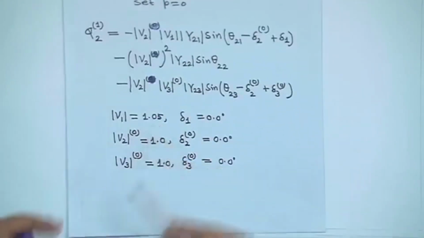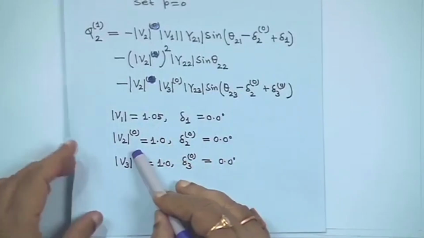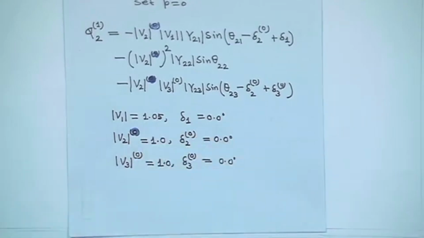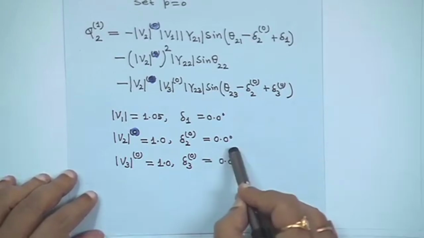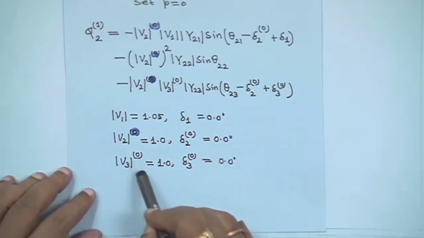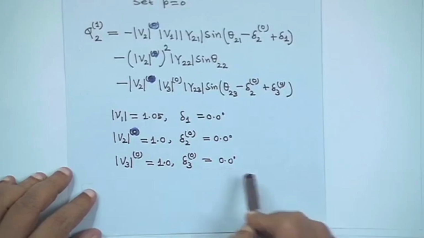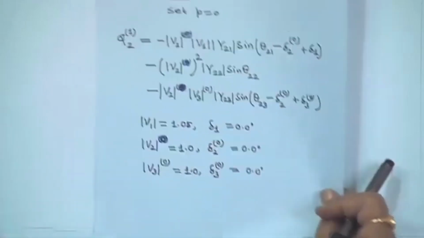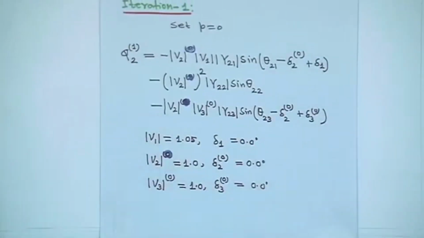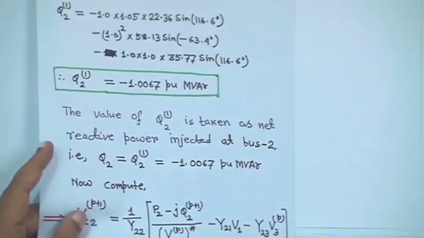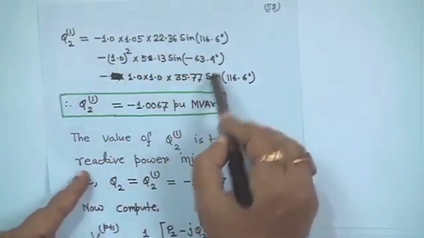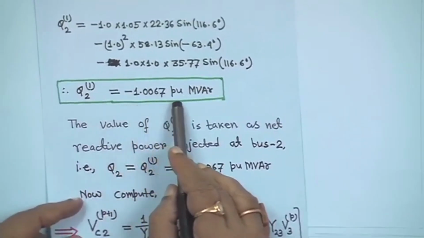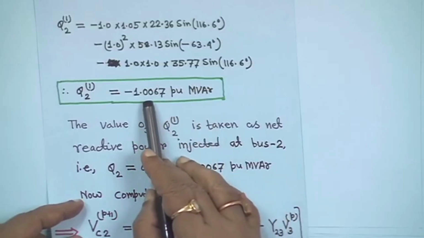So, V1 is 1.05, angle delta 1 is 0.0. Magnitude V2 is constant, because the magnitude will always remain constant. Delta 2 0 is equal to 0.0 degree, V3 0 is equal to 1.0 and delta 3 0 is 0.0. All this you substitute here, here and here. If you do so, then what will you get? You will get the Q2^1 value, put and simplify. You can compute Q2^1 as minus 1.0067 per unit megavar. This is the value of Q2^1.